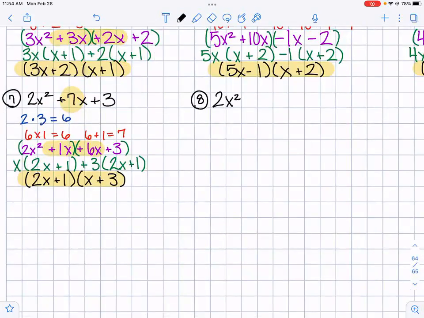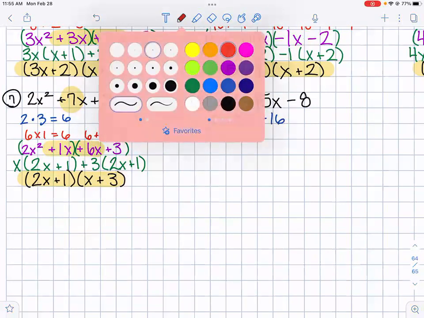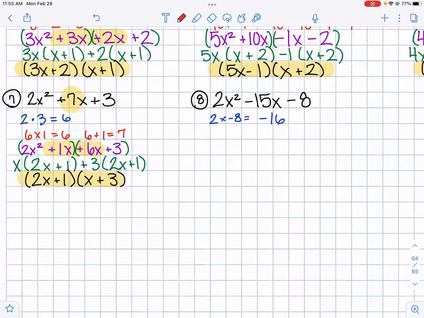2x squared minus 15x minus 8. So now, if we want a negative at the end, we're going to have one positive factor and one negative factor, right? So, what do we need to do first? 2 times negative 8, and we get negative 16. So we need one negative and one positive factor, and they have to add up to negative 16. What are factors of 16? Oh, wait, no, factors of negative 16.